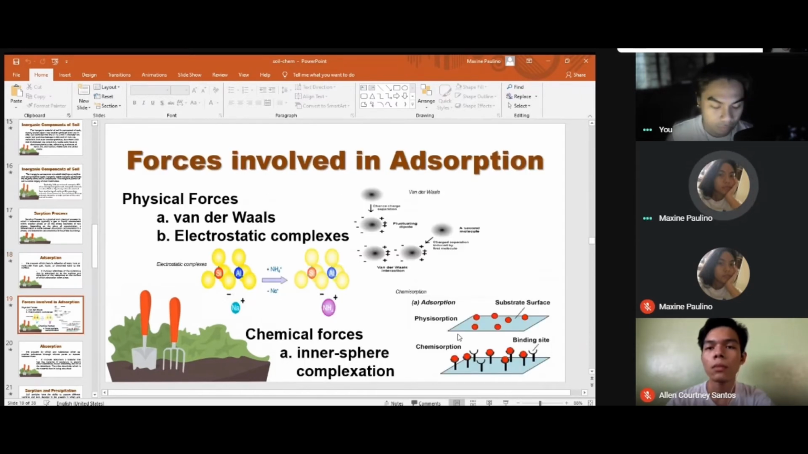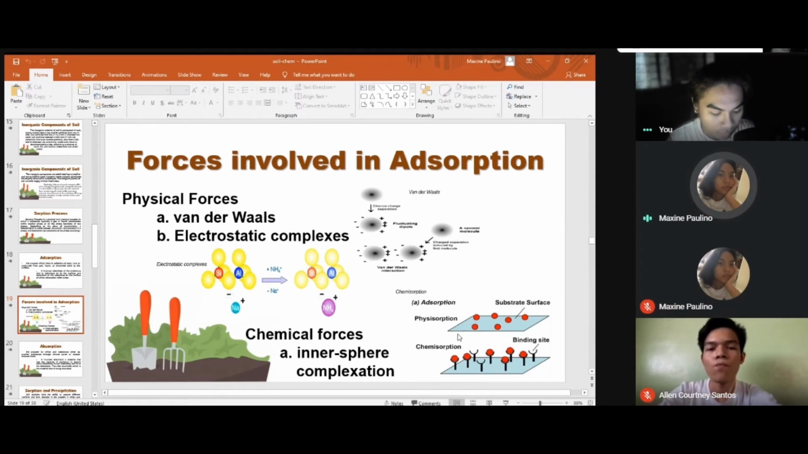There are two forces involved in adsorption: the physical forces and the chemical forces. Physical adsorption is a kind of adsorption which attaches the target substance on a surface. Physical adsorption can also be referred to as physisorption. The most common types of physical adsorption are van der Waals and electrostatic complexes. Two examples of this are clays and silica gels.